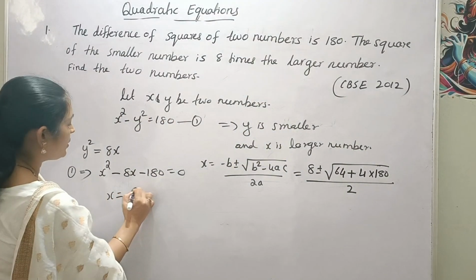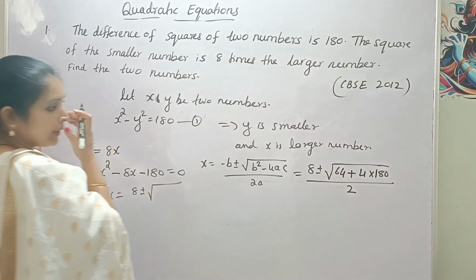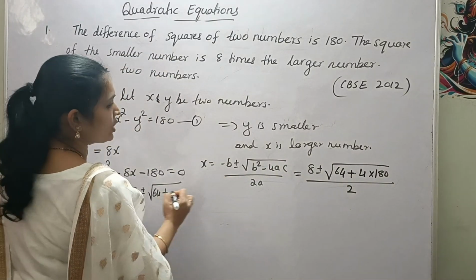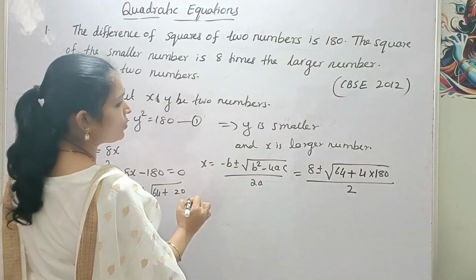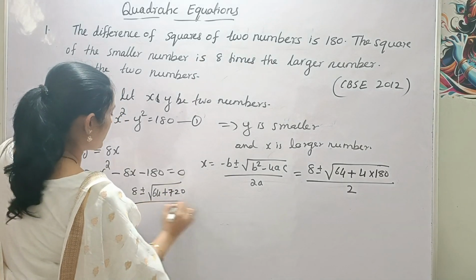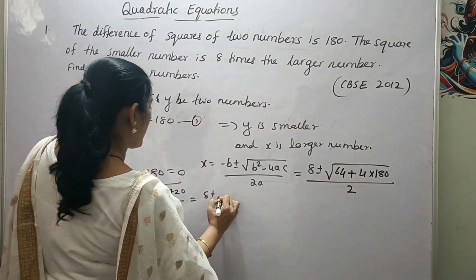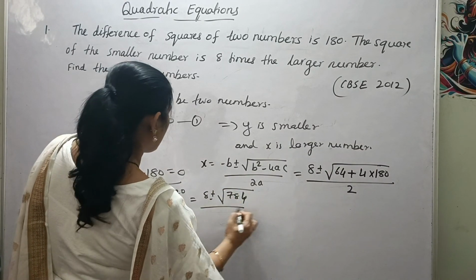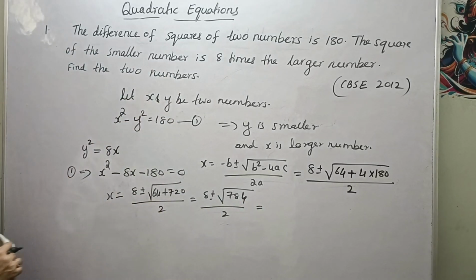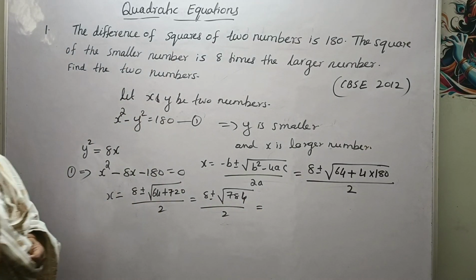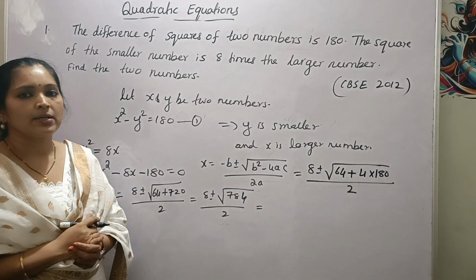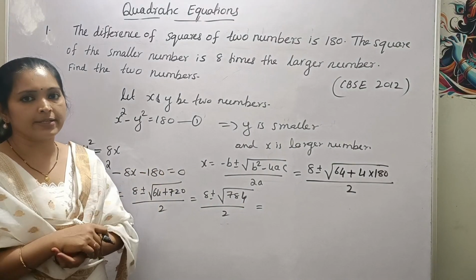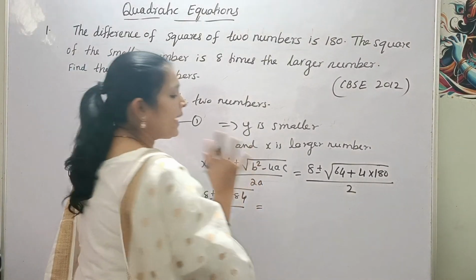That is x is equal to 8 plus or minus root of 64 plus 4 into 180, which is 720, so 784, divided by 2. See, what is the square root of 784? We know that the square of 30 is 900. So here it must be less than 30, and the last digit is 4, therefore 8 8s are 64. So 28 is the answer.